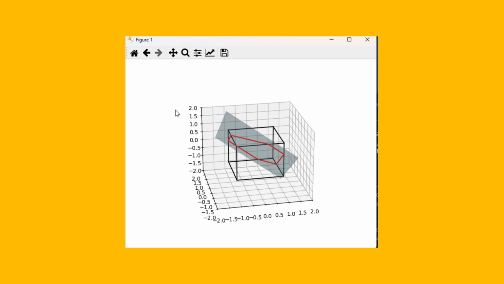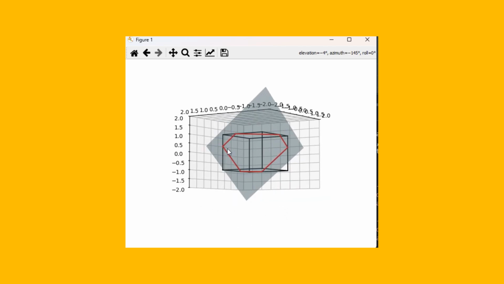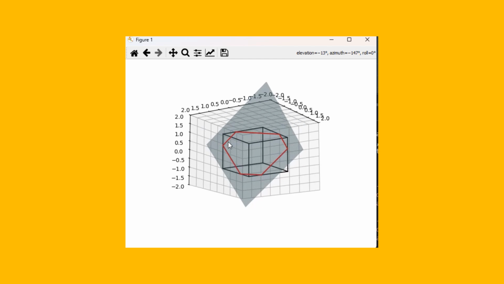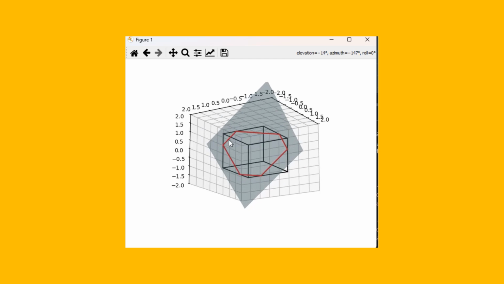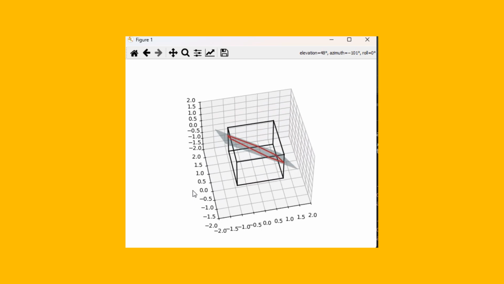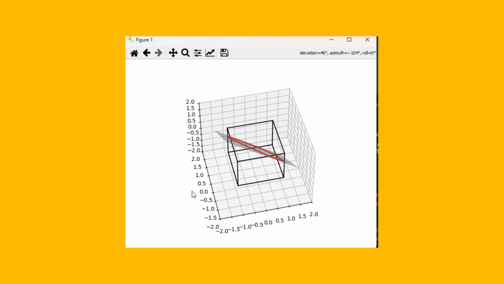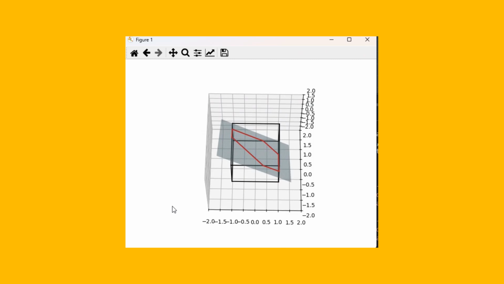We can move this around a little bit so that we can see what this thing looks like from some other angles. Maybe here we can see the hexagon very clearly, and we can go around this way. Here we can see that the hexagon is actually embedded in that plane, and it is also inside that cube. So we want to be able to compute what type of polygon we get when various planes intersect that cube.